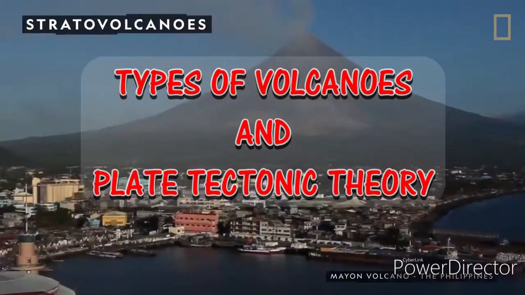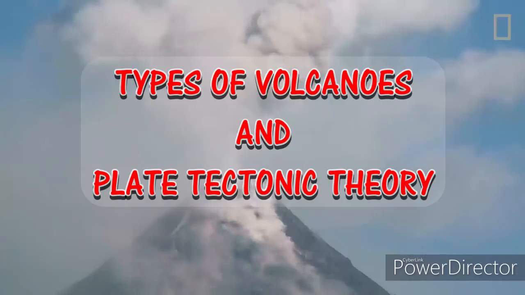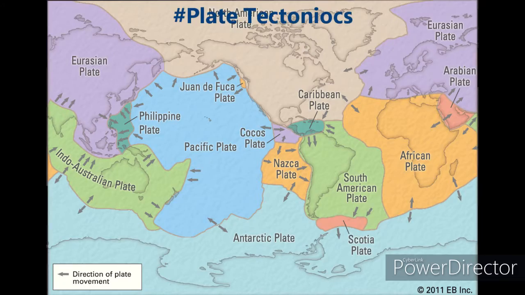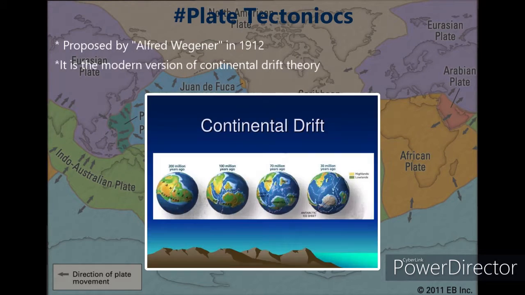In this video, we are going to learn about types of volcanoes which are present on the earth. Before going to this, I want to explain shortly about the plate tectonics, which is proposed by Alfred Wegener. It is the modern version of continental drift theory.